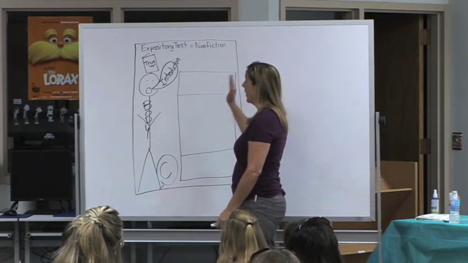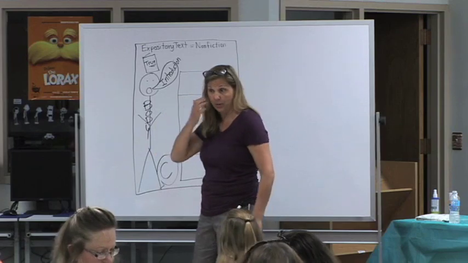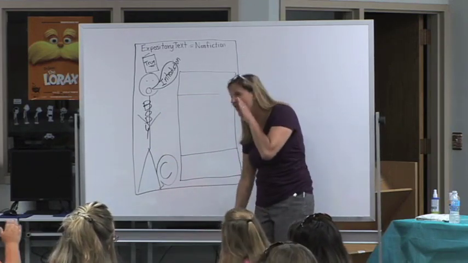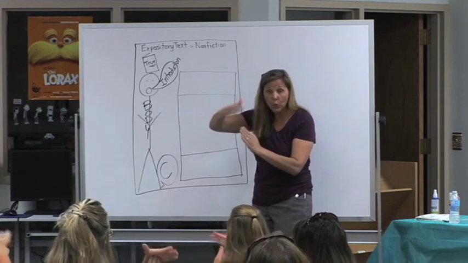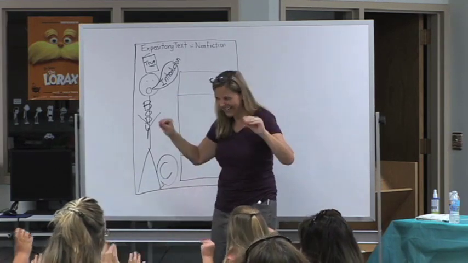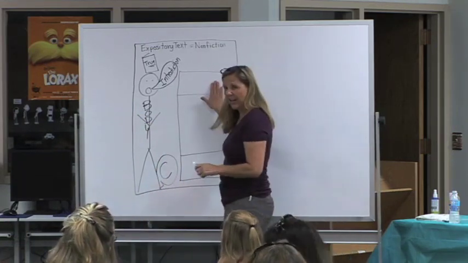Excellent. Okay, so let's go back and let's say the whole thing, and then we're going to find out what's in each one of those parts. Are we ready? Okay, hands together, go. Expository text. That's nonfiction. True information. It all has the same parts. Introduction, body, conclusion. Okay, let's go up to the introduction.